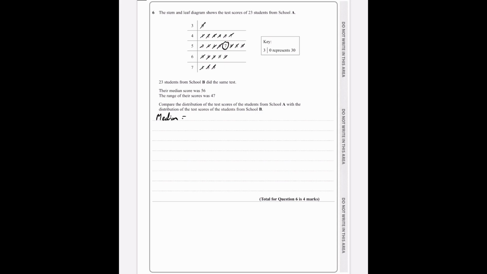You can just work out what's going to be 13th and count them in. It's just a different way of doing it. Therefore, the median of A is higher than the median of B.